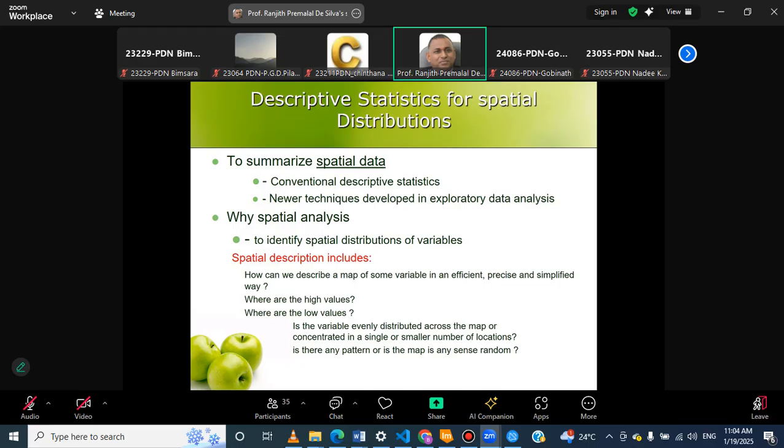Normally we do data analysis. If you take the data, you analyze the data. You get the descriptive statistics of the data. You also get the exploratory data analysis to extract a certain amount of information from the data. Now, when it comes to spatial description of data, which includes how can we describe a map of some variable in an efficient, precise, and simplified way.